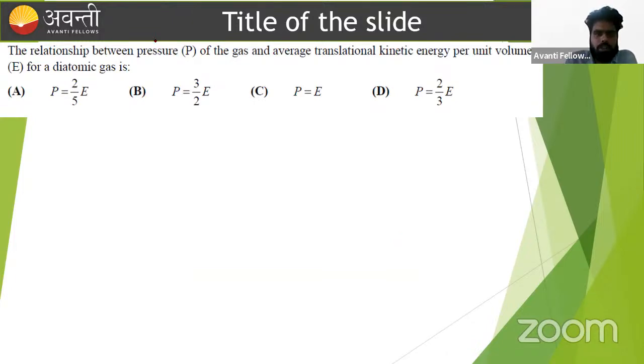In this question, what is given? What is the relationship between the pressure of a gas and the average translational kinetic energy per unit volume E for a diatomic gas? What happens in such problems is that students generally do not read the problem carefully and put the answer whatever they have learned. Here we have to very carefully see the words translational kinetic energy.